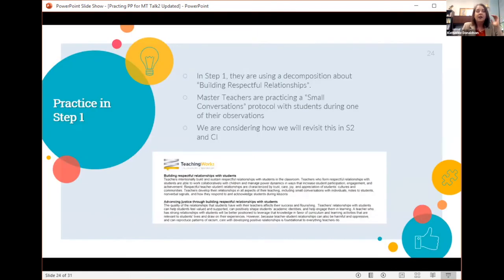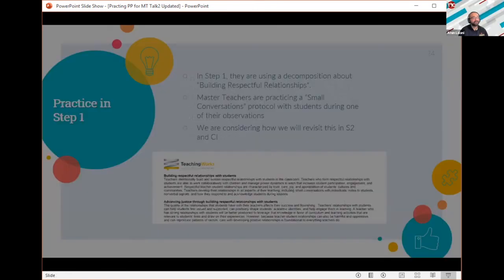In step 1, they're talking about building respectful relationships. And I think Pam's going to talk about this more at the next seminar we have. They're working on small conversations, just walking up to a student and introducing themselves and saying, how are you? Asking them about themselves. Hey, how's it going today? So there's a TeachingWorks decomposition for that on the Teaching Resources website. So building respectful relationships with students, just from walking up and saying hi all the way into building respectful relationships. We're just going to be the tip of the iceberg for them.